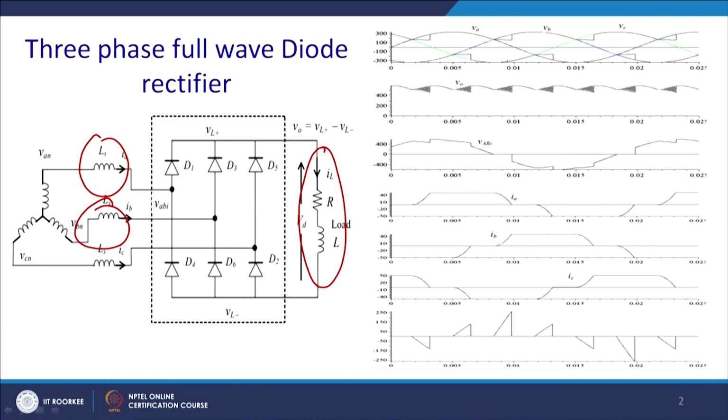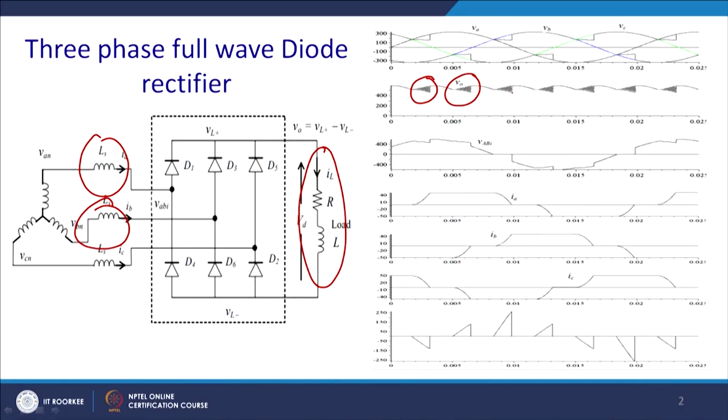These are the 3 line voltages, 120 degrees apart, balanced, and ultimately you will find the 6 pulse load voltage. But in this hashed area you can find that 3 diodes are conducting. Generally one diode from the most positive phase conducts in the positive half cycle and the most negative one from the lower part conducts in the negative half cycle, but here in this hashed region 3 diodes are conducting.